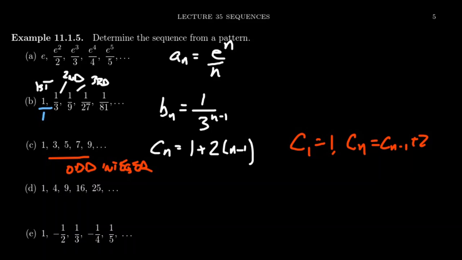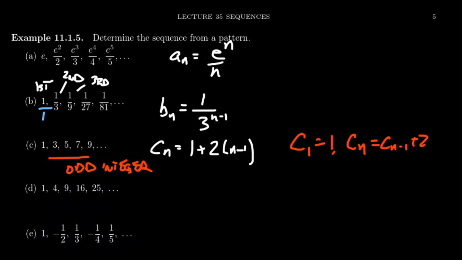The second term, you'll add a multiple of 2, so you get 1 plus 2, which is 3. With the third term, when n equals 3, you're going to add 1 plus 2 times 2, in which case you get 4 plus 1, which is a 5. So we can see that this matches up here: 1 plus 2 times n minus 1.